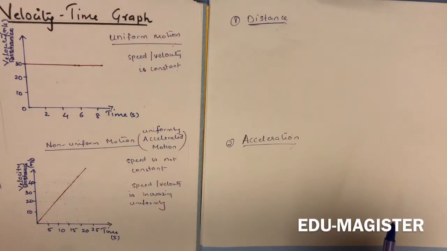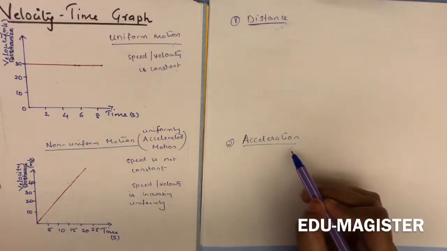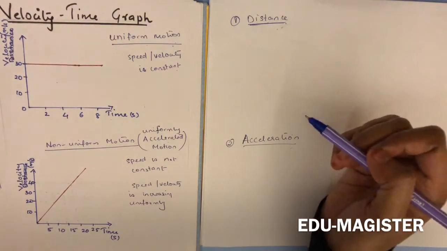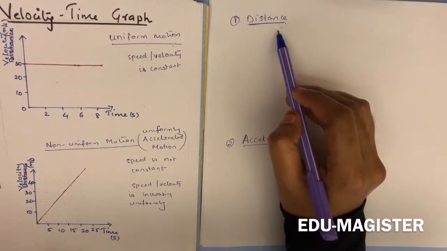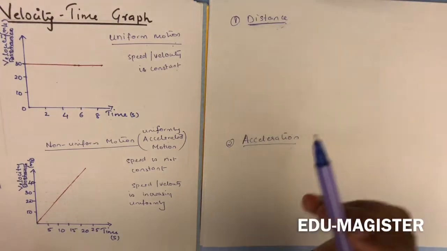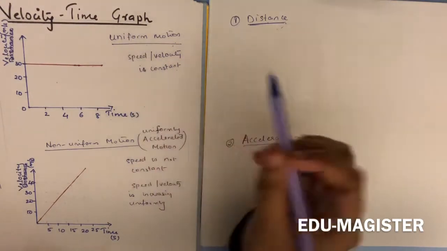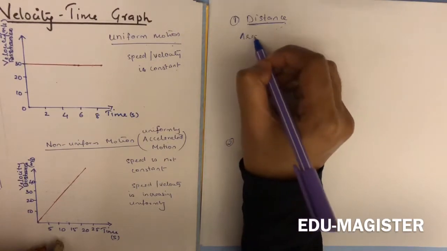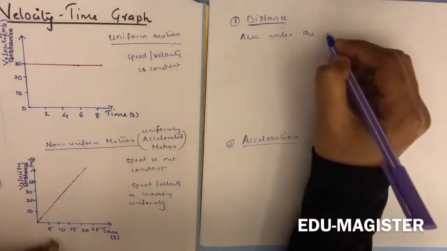Now looking at a velocity time graph, you can find two different quantities: the distance covered by the object and the acceleration. We shall discuss each one of these separately. First, let's talk about the distance covered by the object during any interval of time. If we need to find the distance from a velocity time graph, we will calculate the area under the graph.